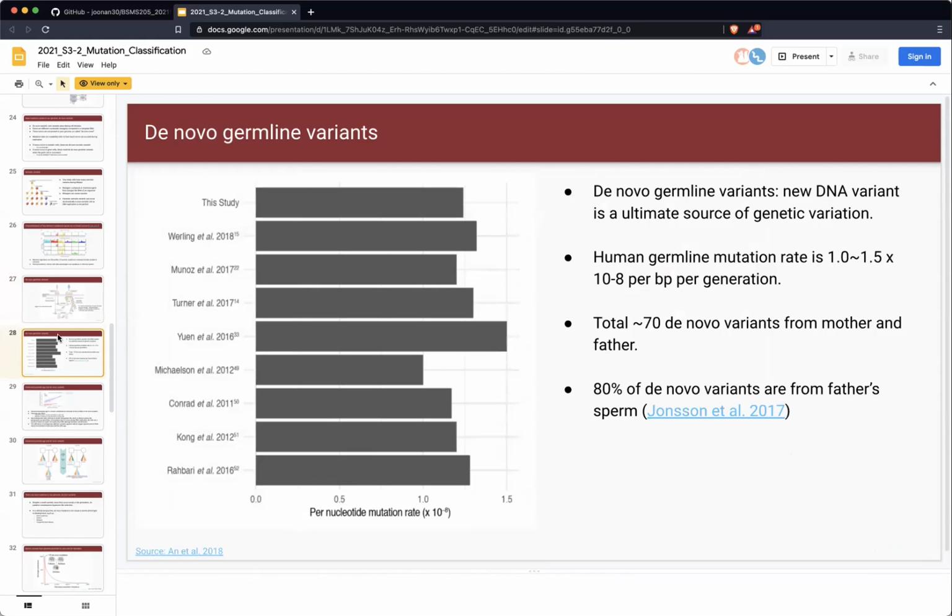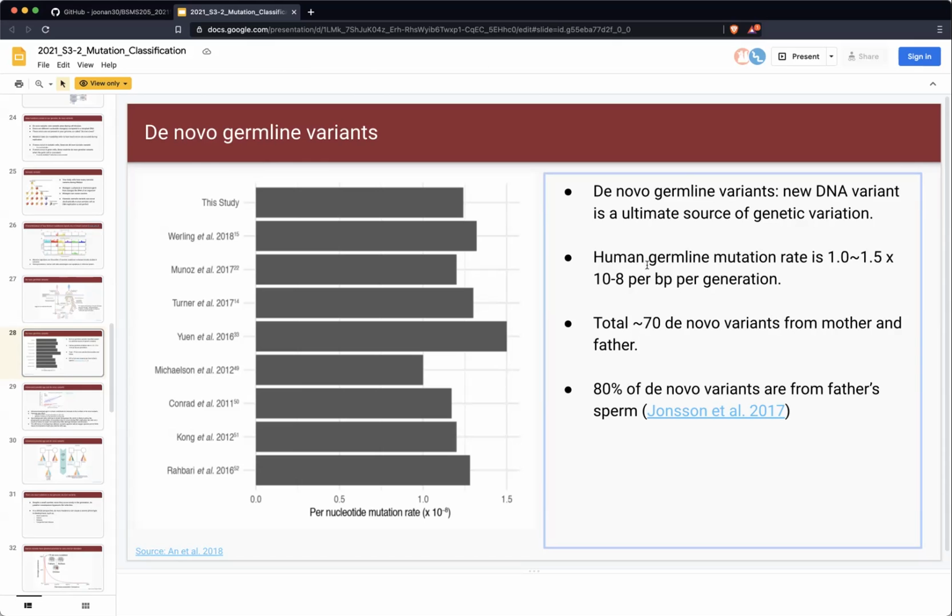So how many de novo variants do we have in our genome? We have about 70 de novo variants in our genome. So if you look at your genome and compare it with your parents, you have about 70 mutations totally different from your parents, right? So I probably have 70, you probably have 70, but if your parents had you at 50 or 60, then you probably have more de novo variants than others, right?